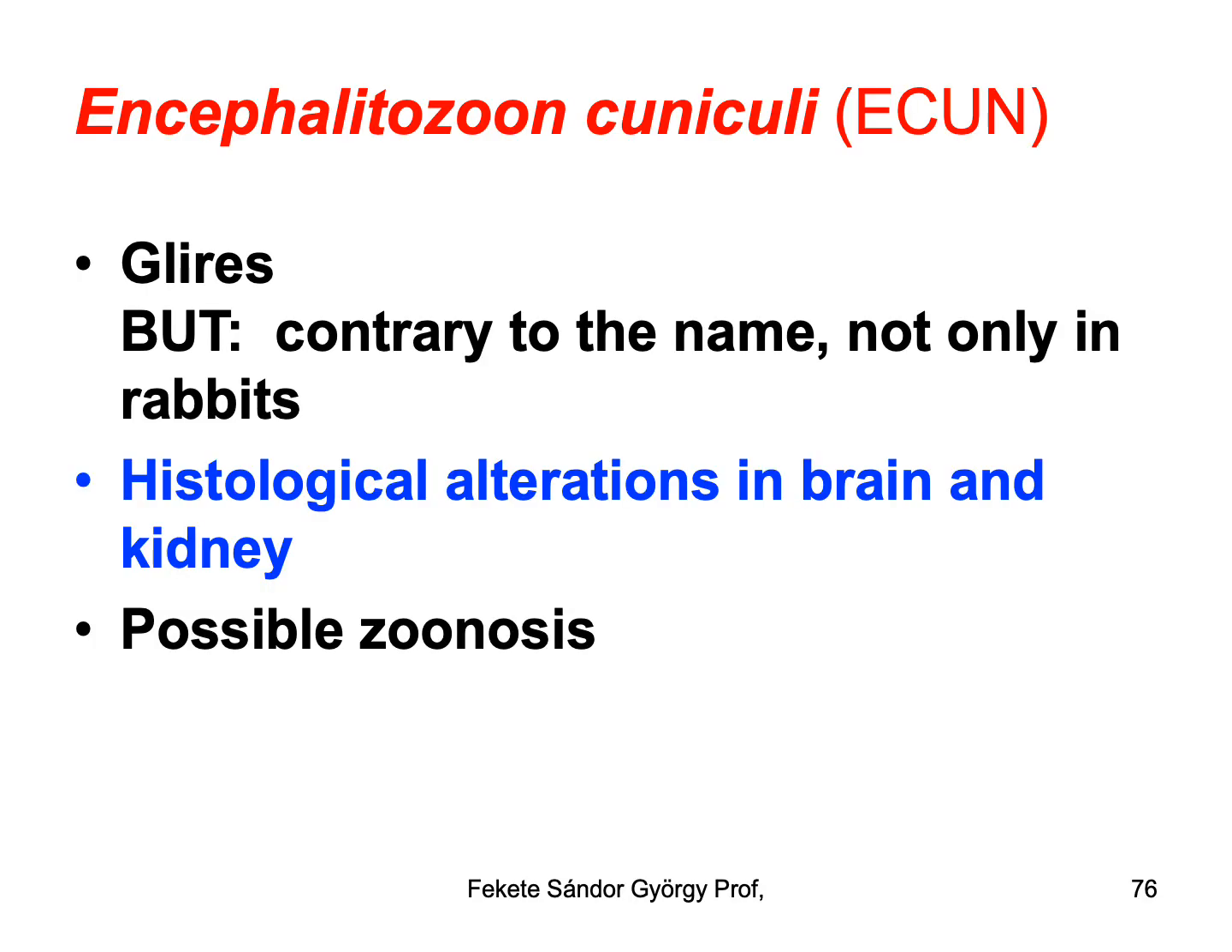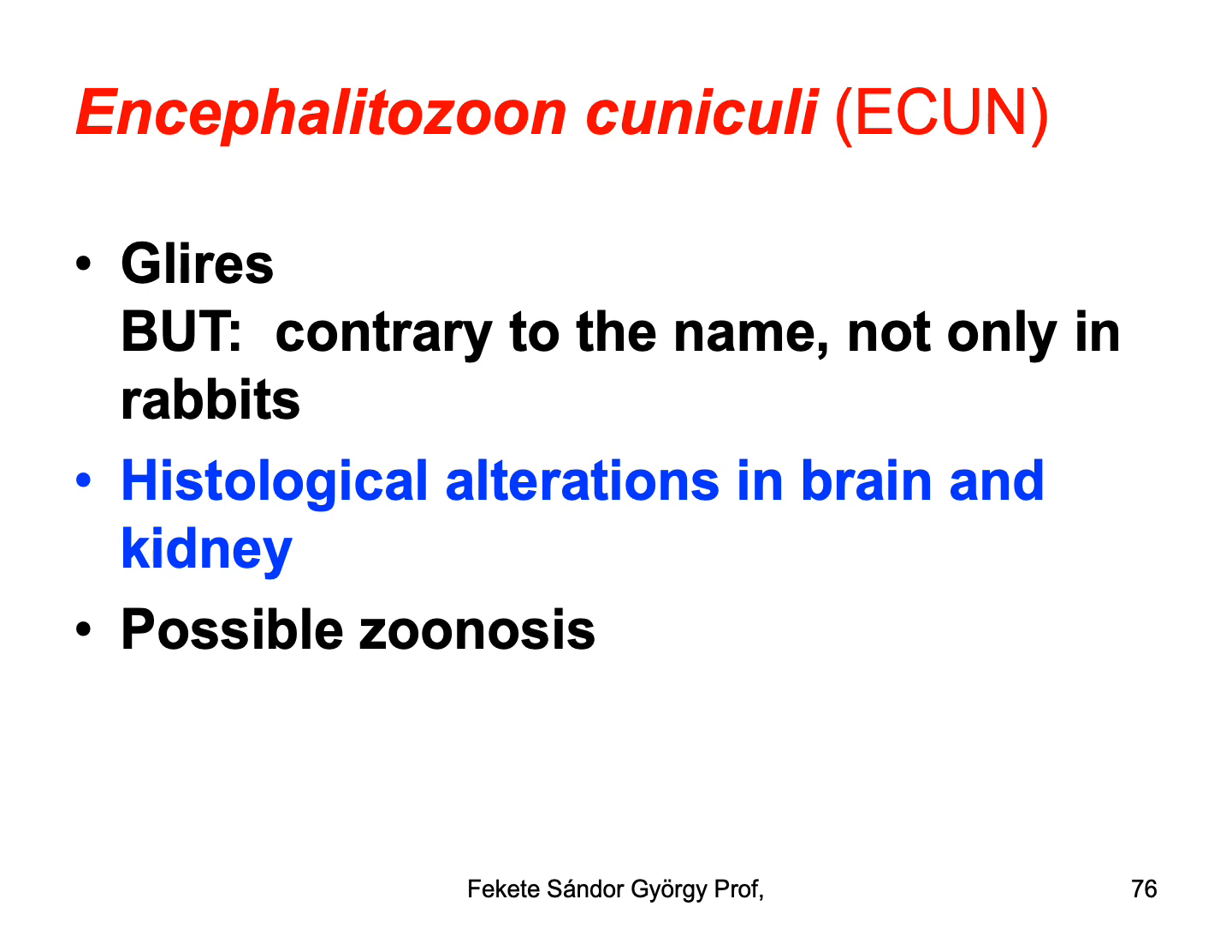But first we have to see Encephalitozoon cuniculi, E. cuniculi, which was once mentioned because this is a possible zoonosis. The name is cuniculi, it means rabbit, but it is found in all the members of the Glires superorder, contrary to the name. The histological alterations are typical in brain and kidney, and all these can disturb the evaluation of other research.